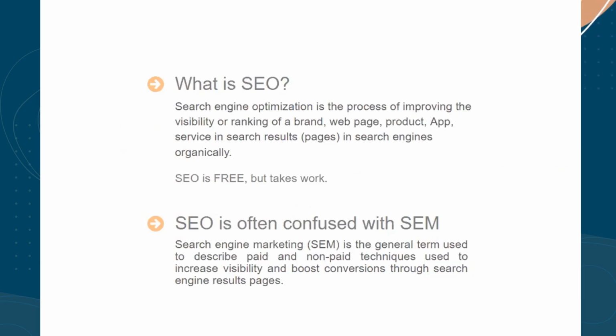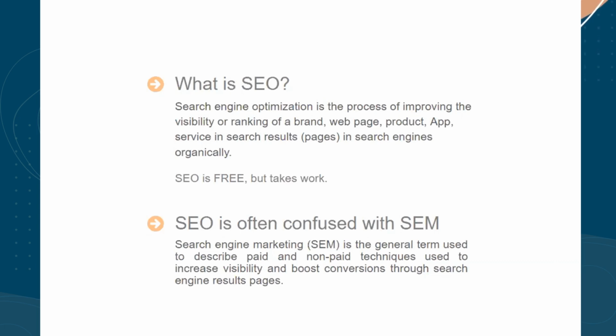I've put the text here for you to be able to read. This presentation will as well be shared with you at the end of the presentation. Search engine optimization is a process of improving the visibility and ranking of a brand, maybe a web page, maybe a product, maybe an app or a service in search results pages in search engines organically. SEO itself is something that is free. It is not bought, and you'll get to know more about that when we get into how SEO actually works. But one thing that you got to understand before we proceed is that SEO itself is organic.